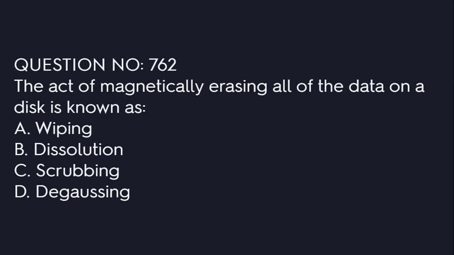Question number 762. The act of magnetically erasing all of the data on a disk is known as A. Wiping. B. Dissolution. C. Scrubbing. D. Degaussing. The answer is D.